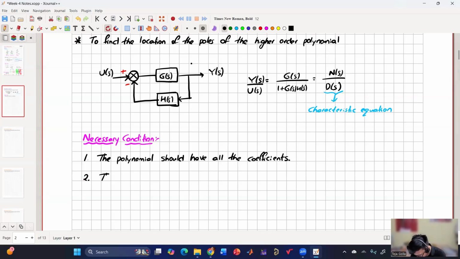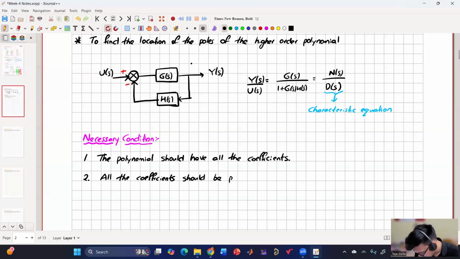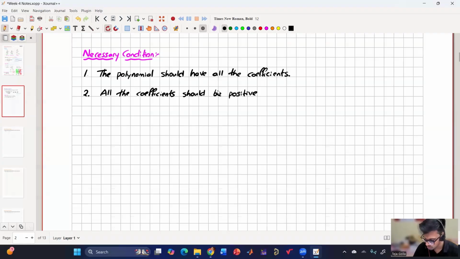The second condition is that all the coefficients should be positive. So I'll give you three examples. You let me know whether the necessary condition is met or not.